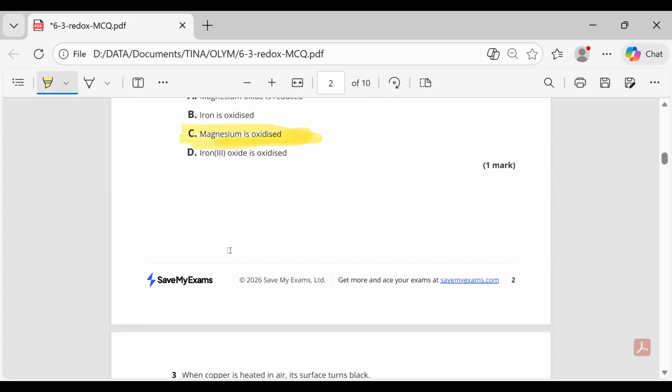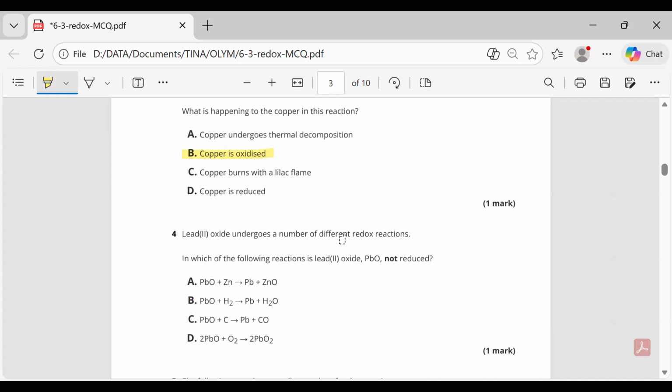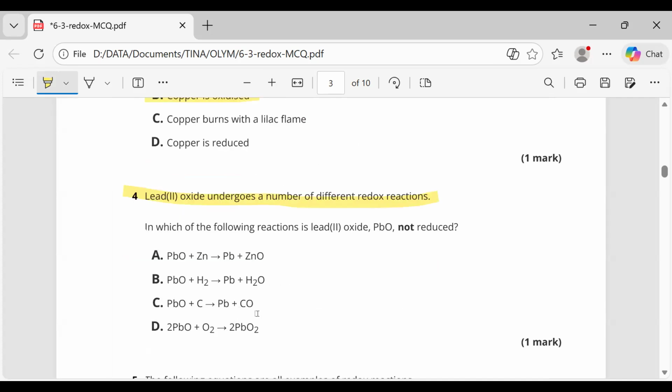Okay. When copper is heated in air, its surface turns black. What happens? So copper is oxidized. Copper becomes copper 2 oxide, which is black. Lead 2 oxide undergoes a number of different redox reactions. In which reaction is lead 2 oxide not reduced?